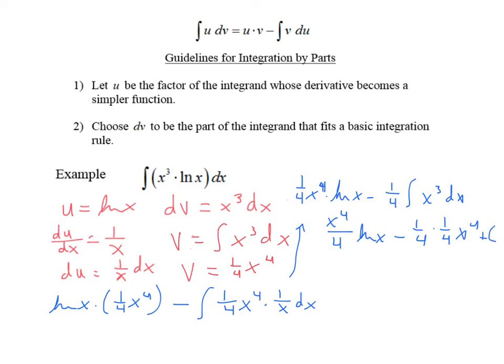So we'll clean that up. Actually, we could pull a 1/4 and x to the fourth out to the front. That might be a good thing to do. So if we do that, we'll be left with just the natural log of x minus a fourth. And then we have our plus c out there.